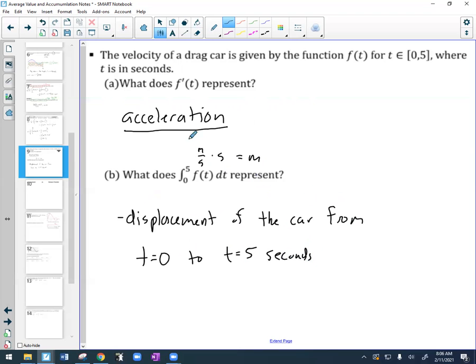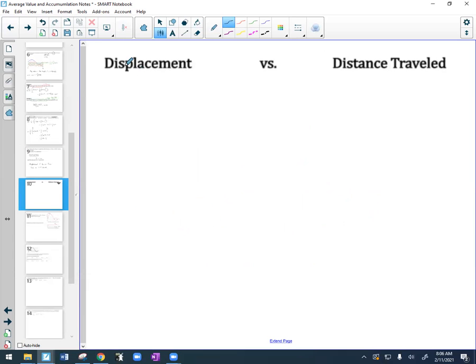It doesn't say what the unit is, but I wrote meters, whatever. That means displacement of the car in meters or feet or miles, whatever, from 0 to 5 seconds. And displacement is important because it's different from distance. They're subtly different. Displacement could be negative. Like if I go backwards, my displacement would be negative. But a distance traveled is always positive.